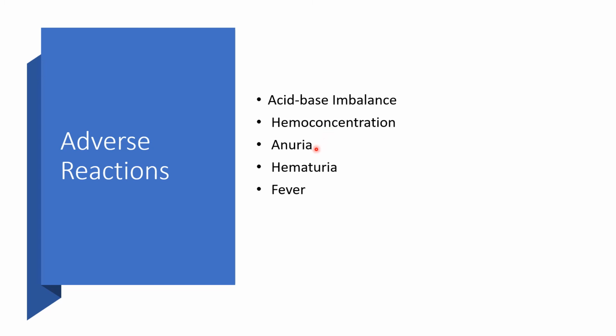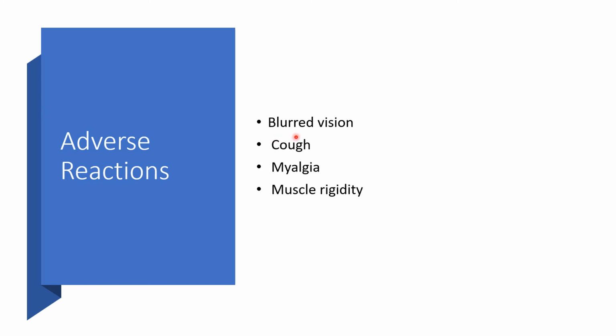Anuria. So in those with severe renal impairment, then they may end the journey. Hematuria or fever. There may be blurred vision, cough, myalgia, or muscle rigidity.